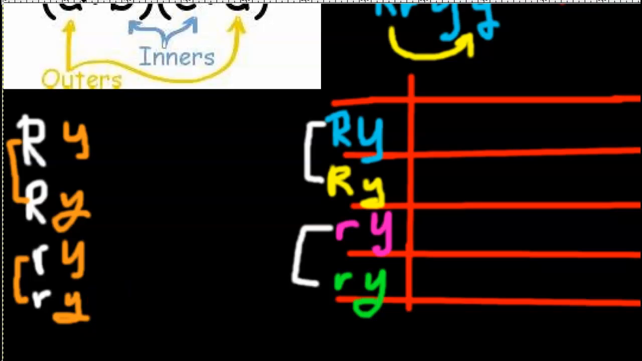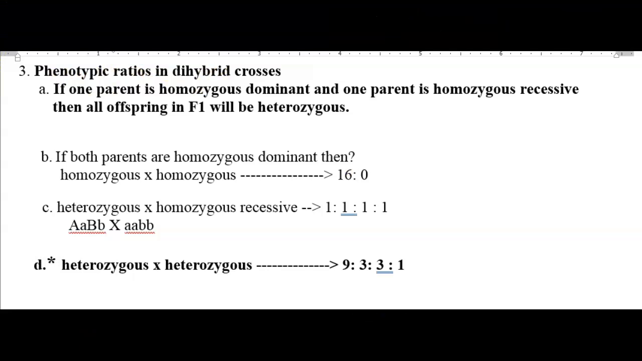Okay, let's go ahead and do some problems. So let's take a look at these. First one, if one parent is homozygous dominant, and the other parent is homozygous recessive, let's go ahead and take a look at that. Let's use A's and B's. It says one parent is homozygous dominant, so we're going to use A's, and let's use B's. I'm just going to use the same color, just to save time.